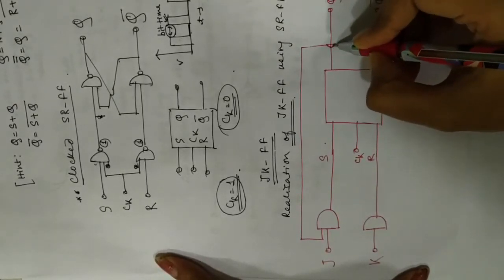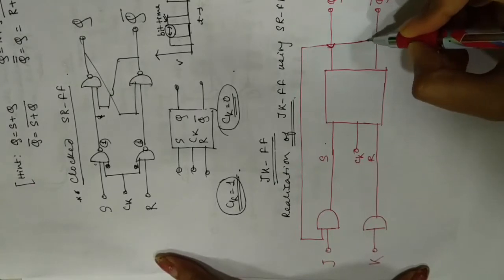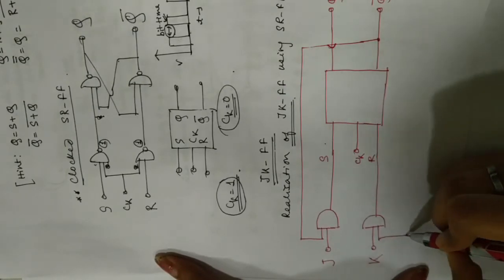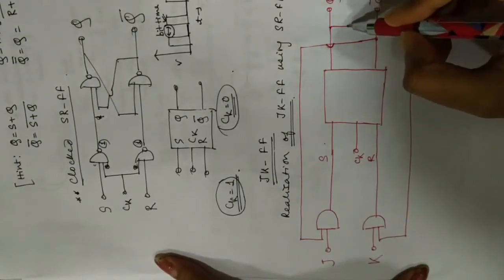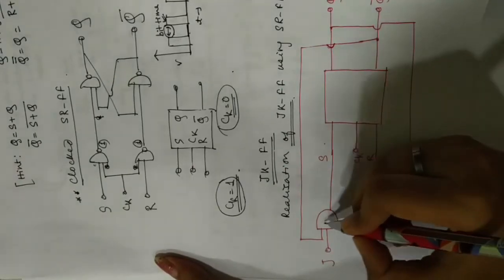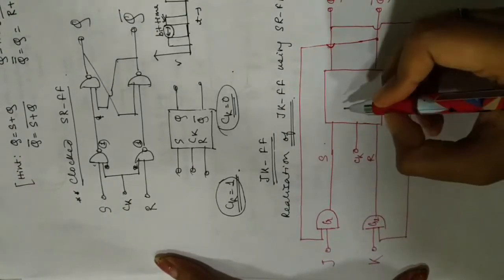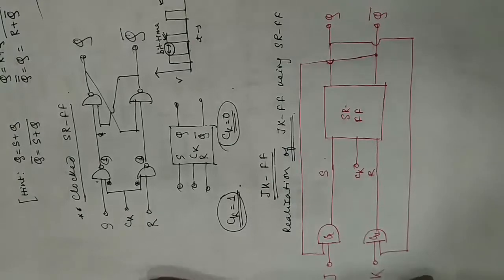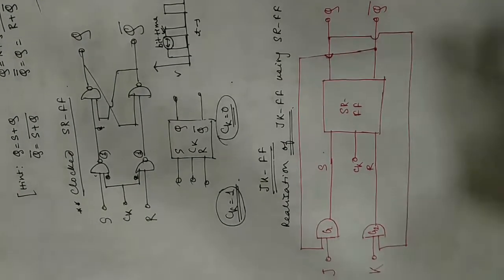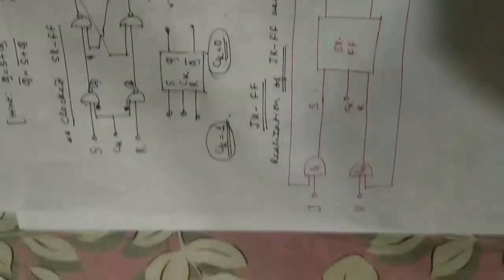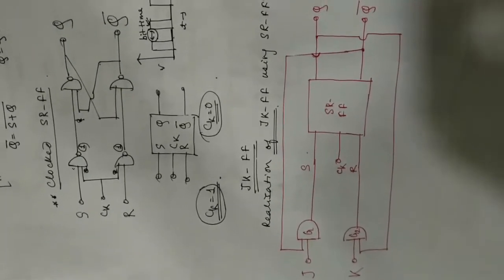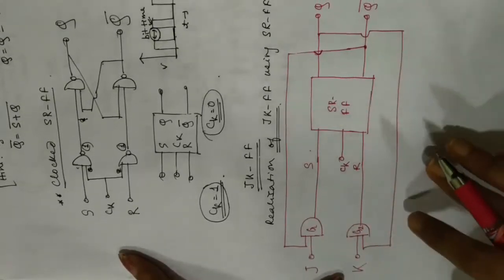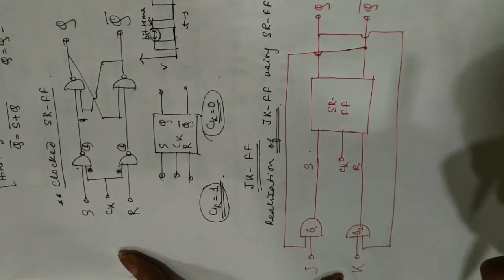This symbol means the circuit is not attached over here. These are gate 1 and these are gate 2. These are S and R, these are the SR flip-flop. Okay, so just have a look at it. This is how our JK flip-flop looks like.